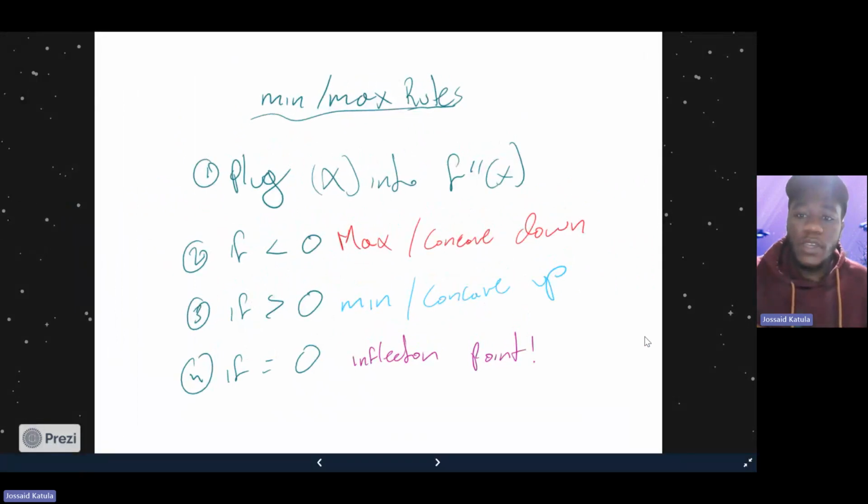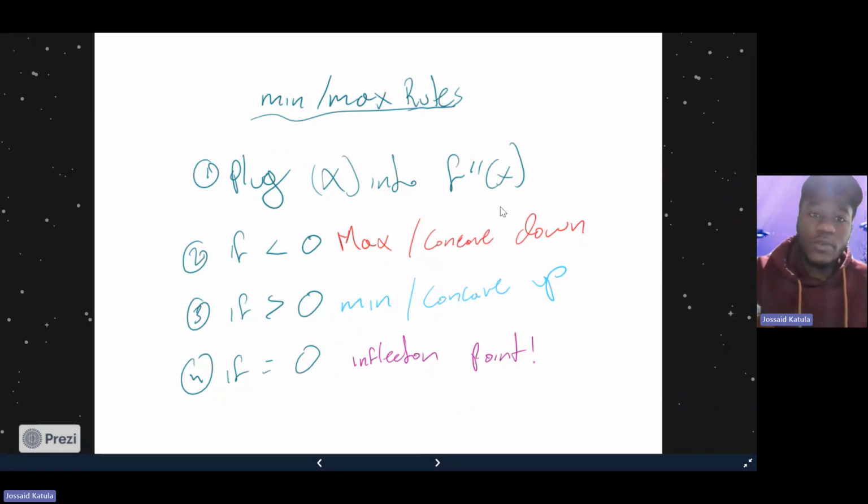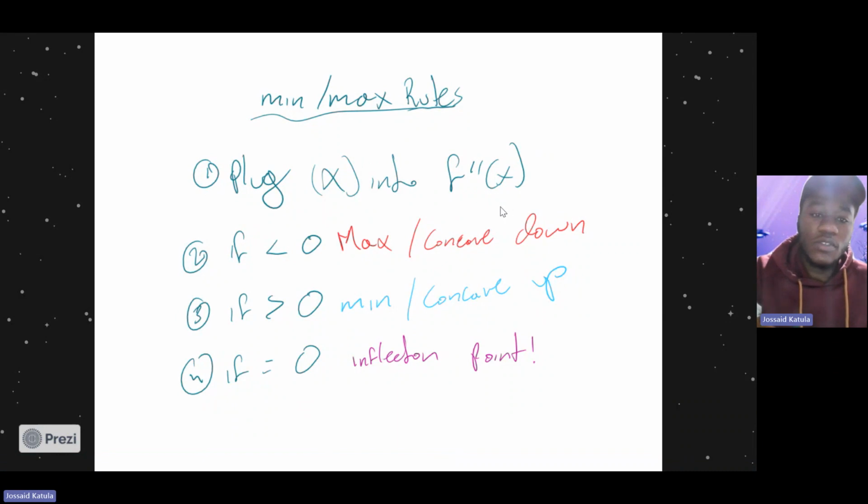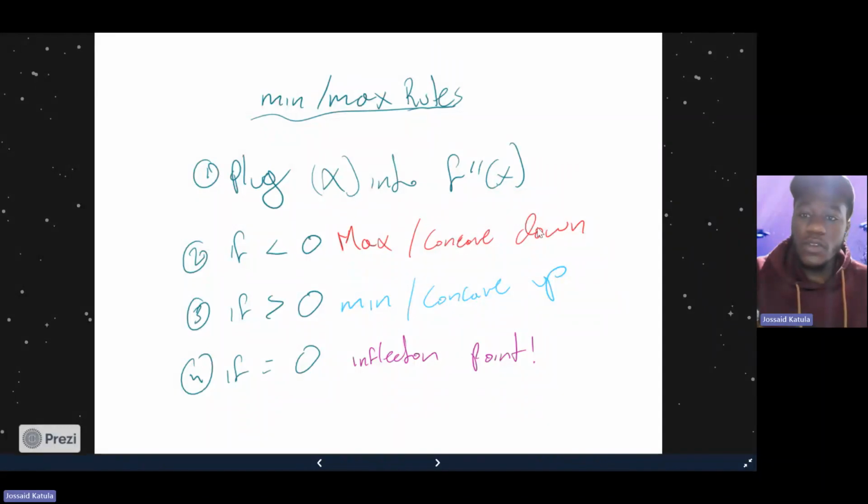Another way to find out which is the maximum and the minimum is to just plug the x values into the second derivative. So if we plug them into the second derivative and we get an answer that's less than 0, then we know it's a maximum, which means the graph will be facing down, concave down. And if we get an answer that's more than 0, we know that it's going to be a minimum and the graph will be concave up. Now, if we plug the x value into the second derivative and we get an answer that's equal to 0, then we know it's an inflection point.